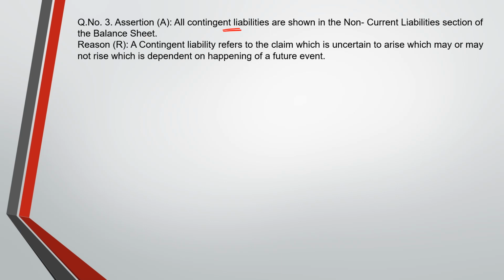And therefore, such contingent liabilities are not part of the balance sheet. It does not come into the balance sheet, but it is disclosed as a footnote to the balance sheet. It is only disclosed that such a liability does exist and there is a possibility of the case going in favor or against the company. So that's a contingent liability. So this is false. It does not come in the balance sheet at all. It's not under non-current liability.